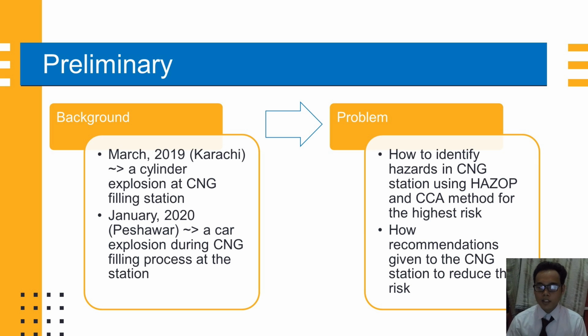To overcome the occurrence of this hazard, hazard identification is carried out. In this study, the problem statement is how to identify hazards in a CNG station using hazard operability and cost consequence analysis method for the high risk, and how to give recommendations to the CNG station to reduce the risk.